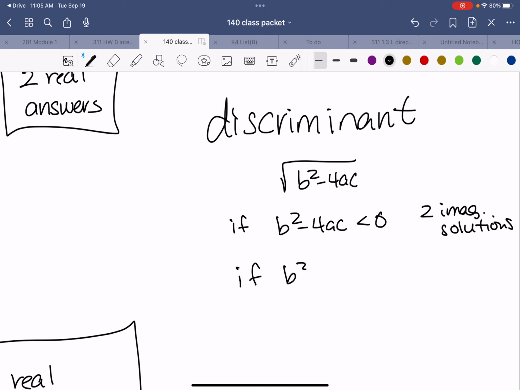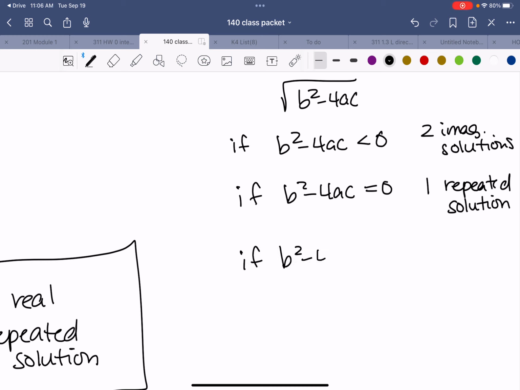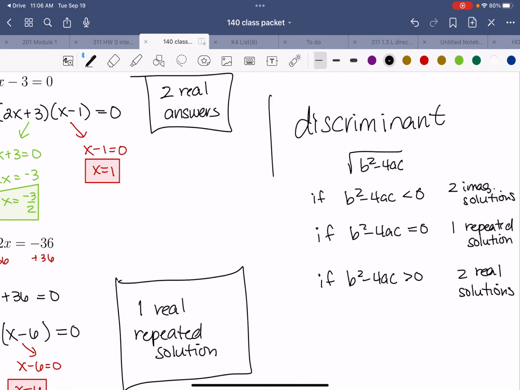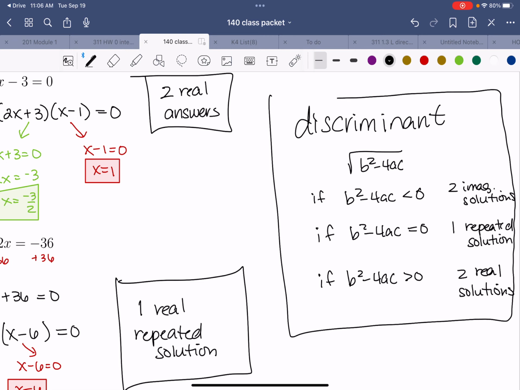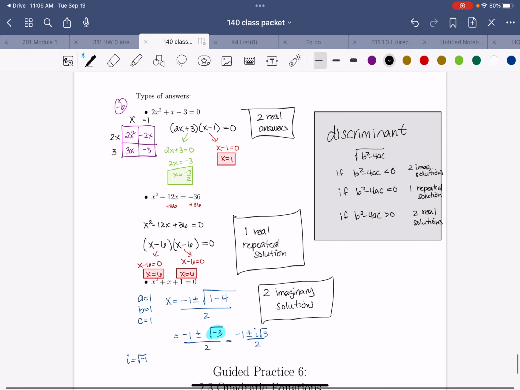If this turns out to be 0, then what's underneath the square root is 0, and you're adding and subtracting 0, which means you're going to get 1 repeated solution. And if this is positive, then you're going to get 2 real roots, or 2 real solutions. So what is underneath the square root in your quadratic formula is what's going to determine what type of solutions, or how many, you're going to get. Okay. We're going to table this here, and then we'll get into guided practice with lots of examples.